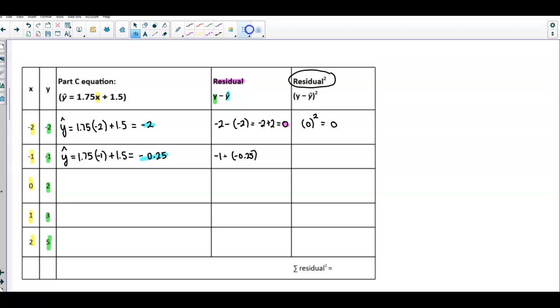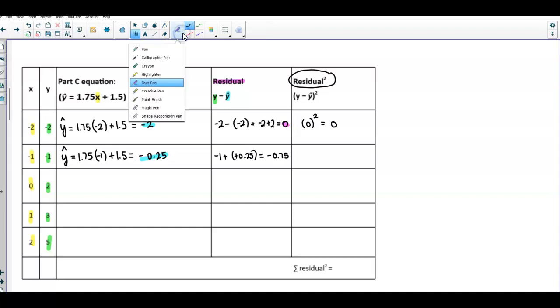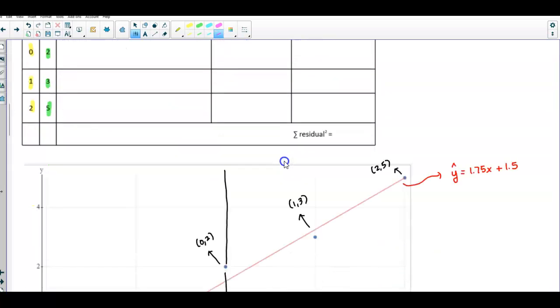Okay, well that makes this a plus, and that makes this a plus. And that -1 plus 0.25 becomes negative 0.75. Okay, now again, this represents the residual. So this is our residual. So now, what does this negative 0.75 represent?